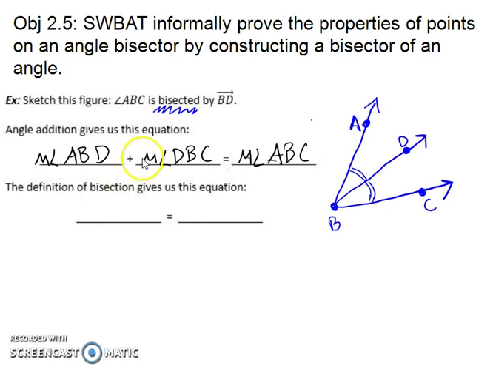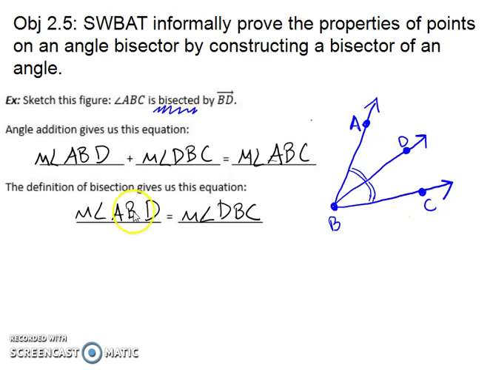So this is one equation that you might need to solve for angle measurements. And then the other one comes from the definition of bisection. So bisection tells us that the angle ABC has been cut into two congruent angles, which means the measurements of these angles are equal to each other. So our other equation is the measurement of angle ABD is equal to the measurement of angle DBC.